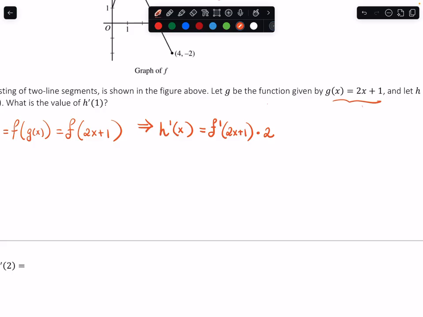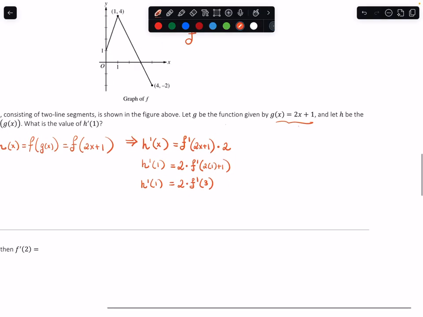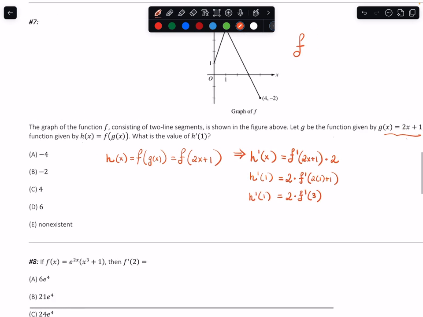Okay, so I got h prime of x. Now I need to find h prime of 1. I'm just going to plug in 1. Maybe I'll put the 2 in front, obviously, as a constant. So 2 times f prime of, I don't want to write 100 steps, but I don't want to skip too much here, because I think this feels a little uncomfortable at first. Anyway, that would be f prime of 3. Now the answer choices are purely numerical, so if I stop at 2 times f prime of 3, I'm probably not done.